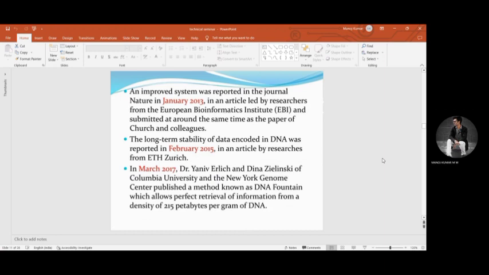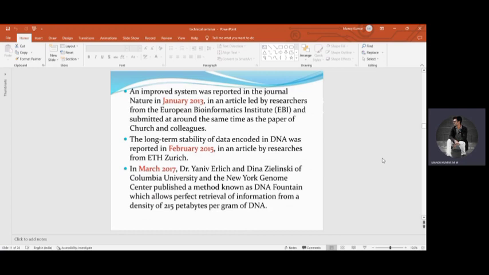Yaniv Erlich and Dina Zielinski of Columbia University and the New York Genome Center published a method called DNA Fountain, which allows perfect retrieval of information from a density of 215 petabytes per gram of DNA. So 1 gram of DNA is equal to 215 petabytes.